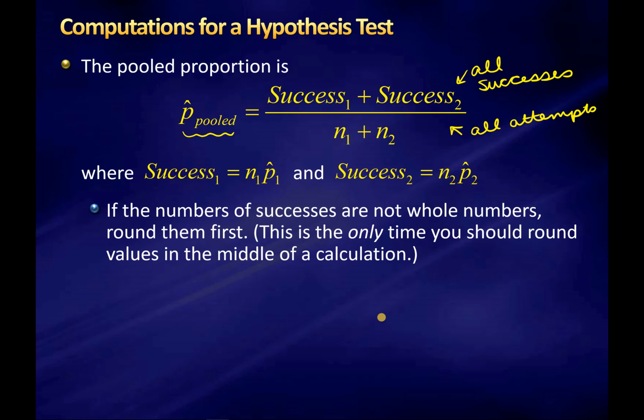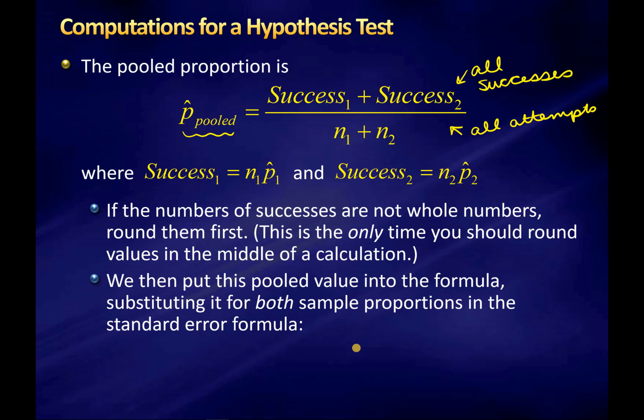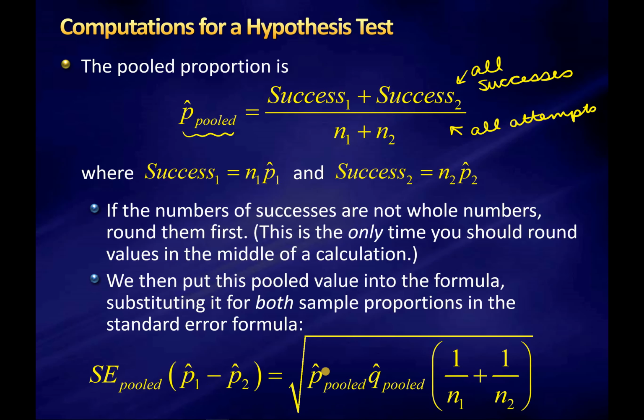Now, this is the only time you should ever round values in a computation, and that is when the numbers of successes themselves are not whole numbers. It is only in a hypothesis test of two proportions, and that's just because you can't physically calculate them using decimals. We put this pooled value into our formula, and then we use that to find the standard error.